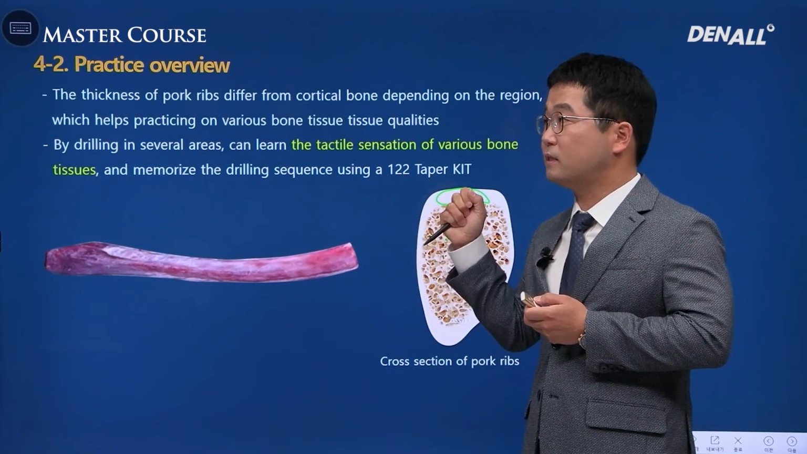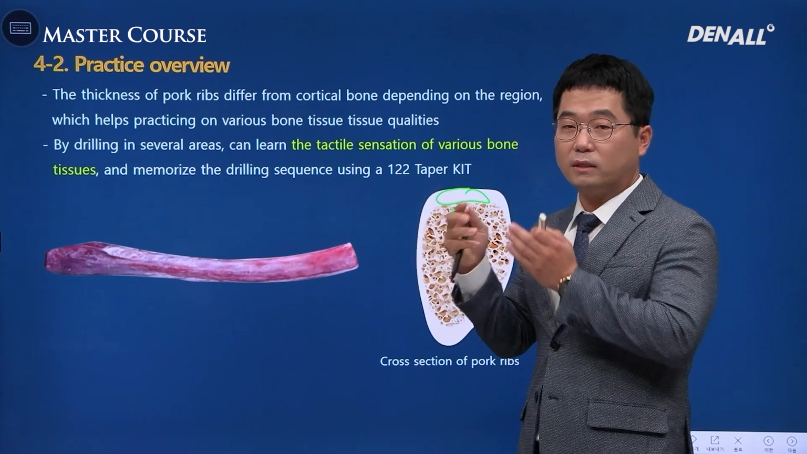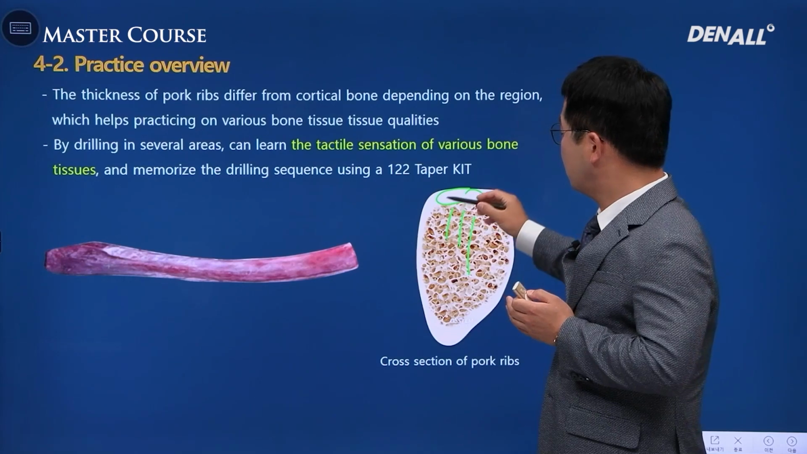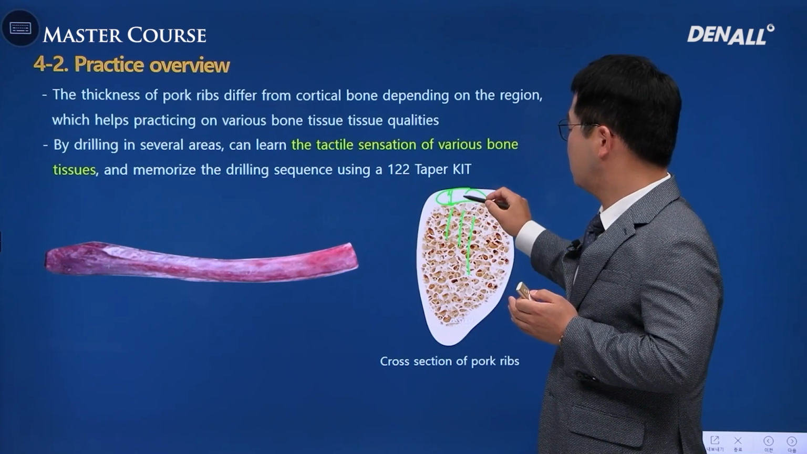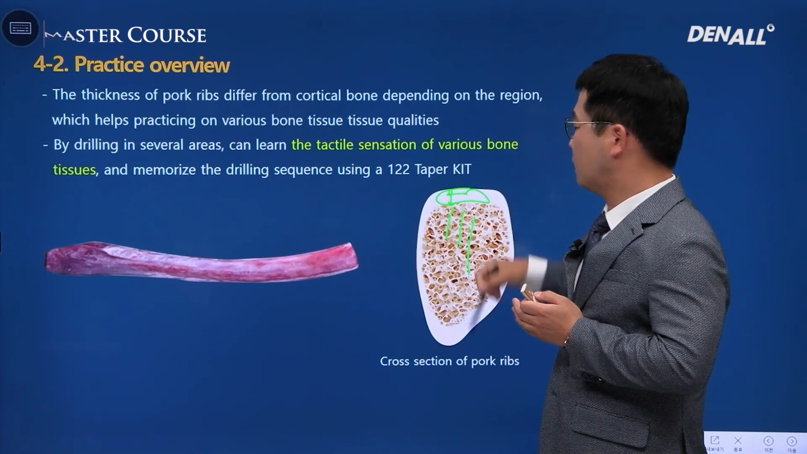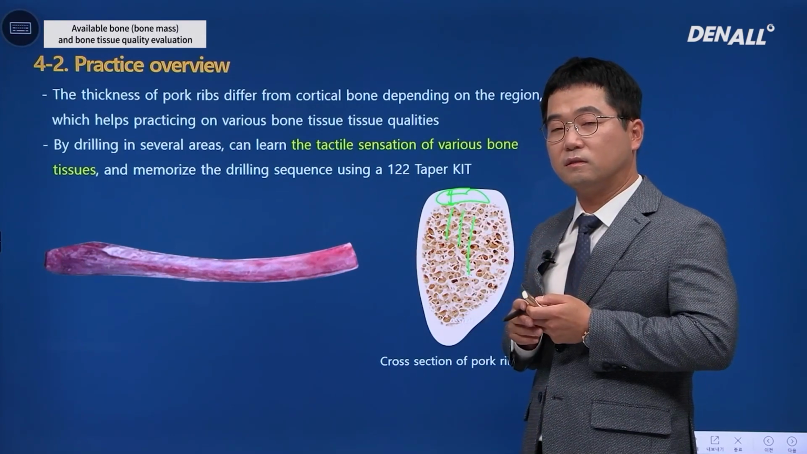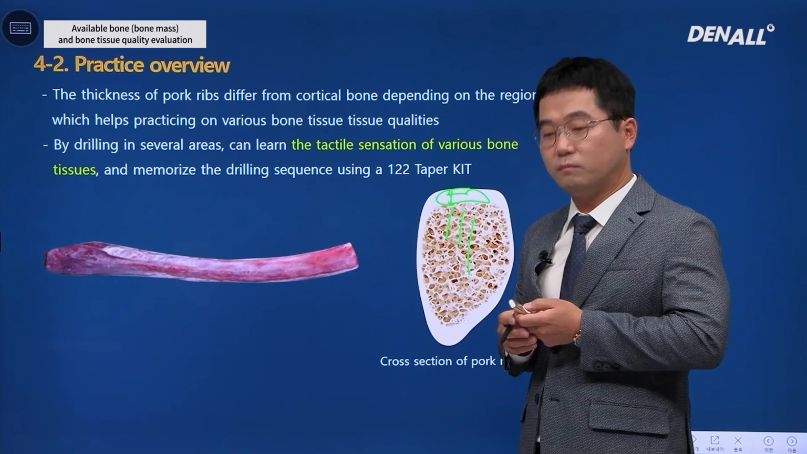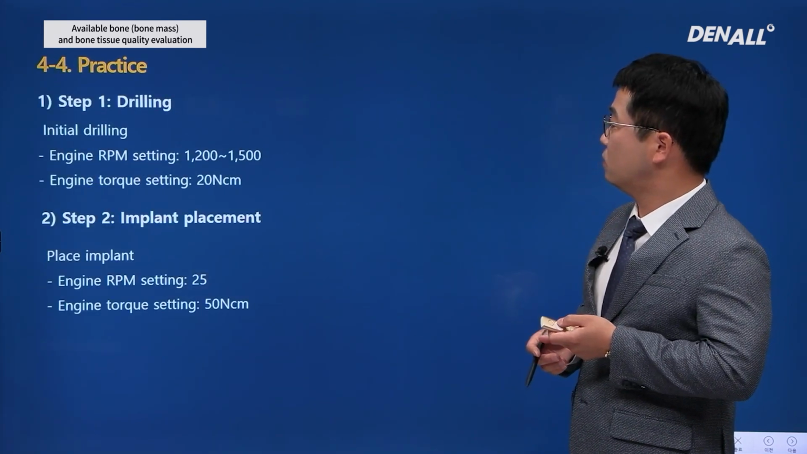About 20 to 40 Newton centimeters of primary stability should be achieved, and this is deemed appropriate. You need to continue on practicing on thick and thin cortical bone. You need to do continuous hands-on practice to really get the idea.